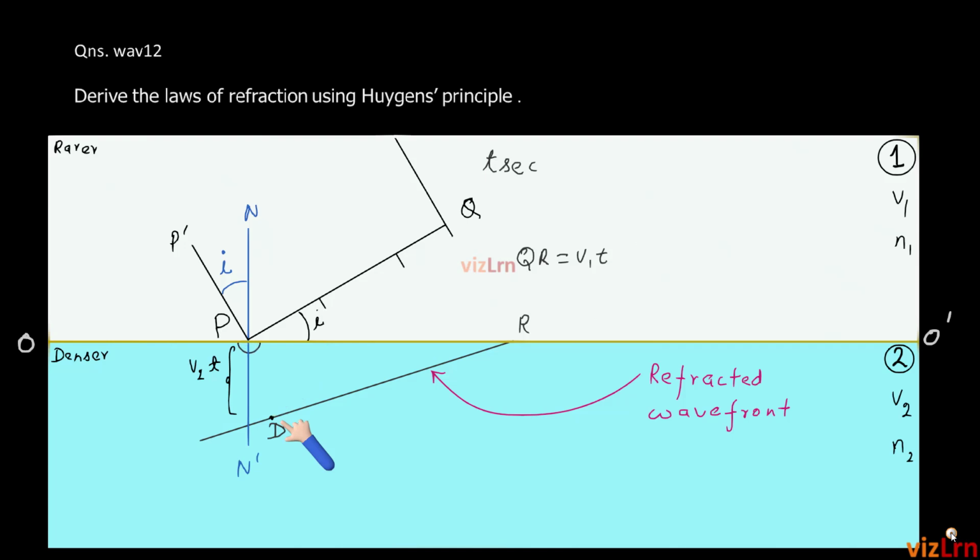Just a pointer, all the rays from the wavefront PQ after time t will have secondary disturbances touching the line DR as tangent, since DR is the refracted wavefront and this is as per Huygens law. So now if we mark angle DPN dash as r, then by geometry angle PRD is also r.